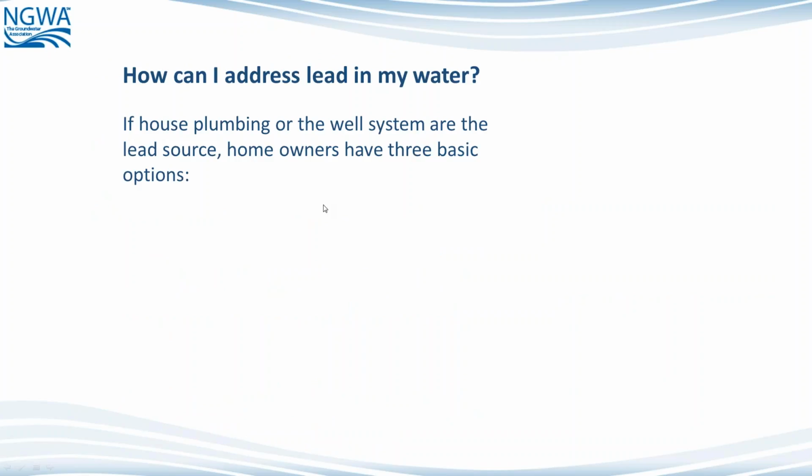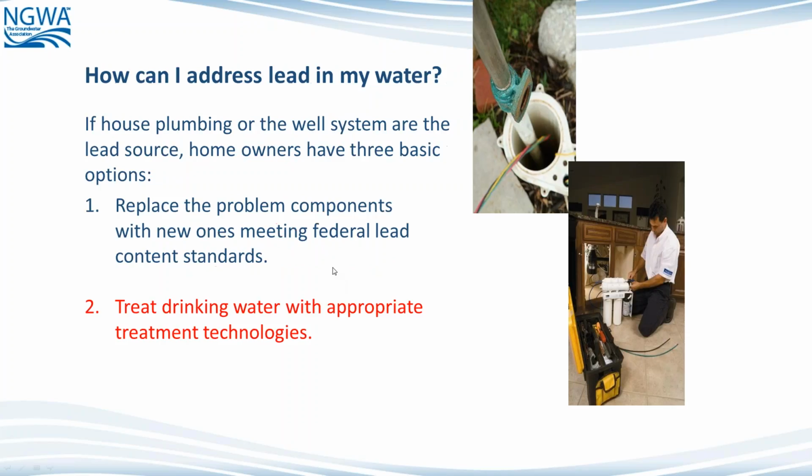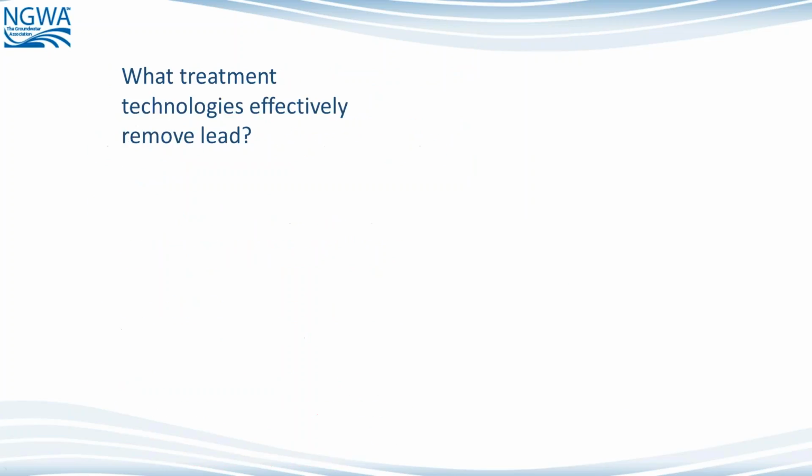The three basic options for addressing these issues are replacing the components, if you can identify which components may contain the lead, make sure they meet the federal lead content standards; treat the drinking water with appropriate treatment technologies; or flush the water that had been sitting in the water system for a long time, such as overnight. I'm not as enthusiastic about that because that's treating the symptom rather than the issue itself.